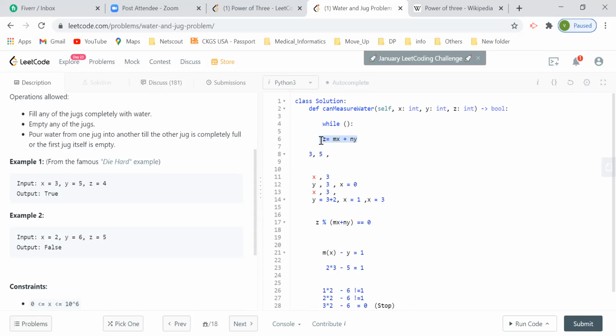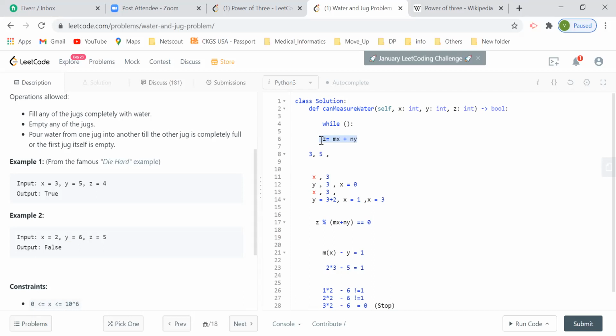So what you need to do is think about what to replace that mx plus ny with, because that's the key of this question. It's not that simple. It is not y minus x or mx plus ny. It's more complicated. There is a mathematical concept of this. Oh, there's a mathematical concept in this? Okay.